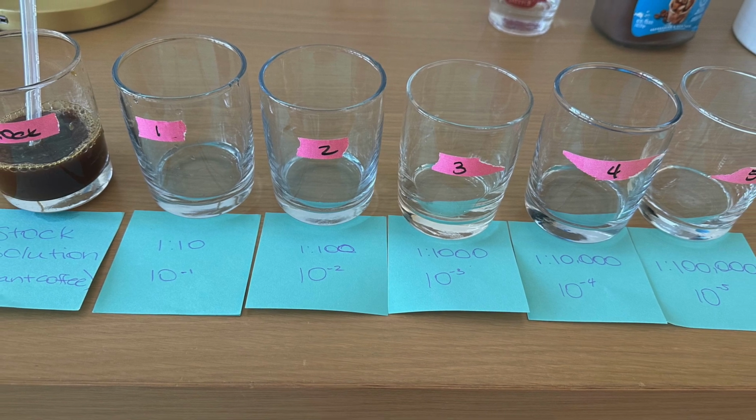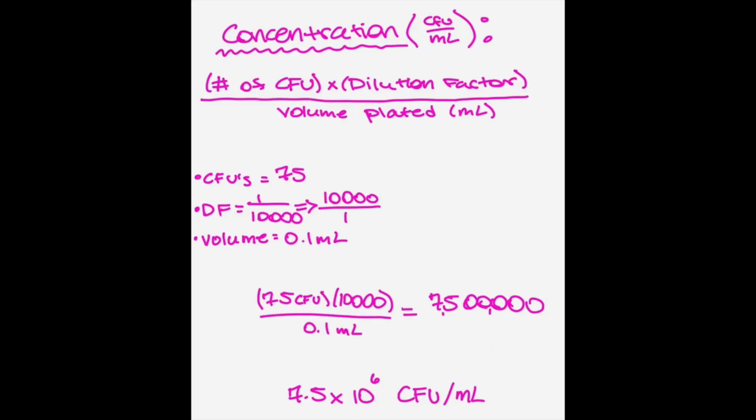Now we'll be working on the equations. In order to calculate the concentration, you must multiply the number of colonies that you found on your plate times the dilution factor, and then when we get that answer, we divide all of that by the volume that's plated on our plates, and that is going to be in milliliters.